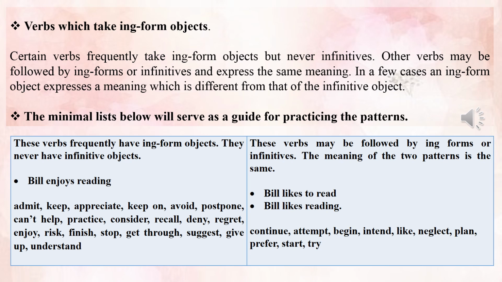These verbs frequently have -ing form objects. They never have infinitive objects. Bill enjoys reading. Admit, keep, appreciate, keep on, avoid, postpone, can't help, practice, consider, recall, deny, regret, enjoy, risk, finish, stop, get through, suggest, give up, understand.